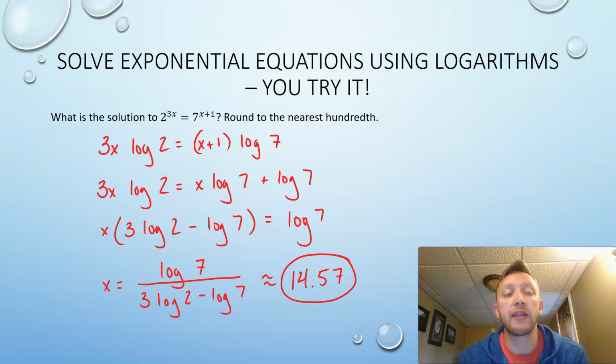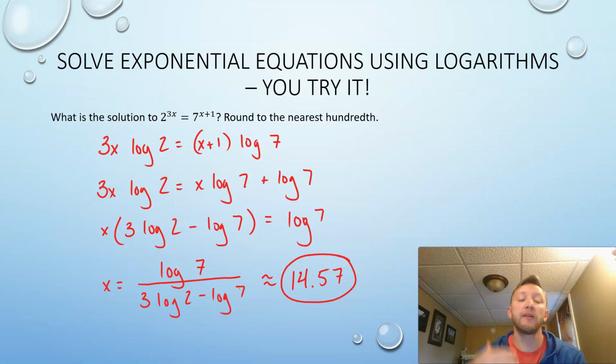All right, so then after you get to that point, the next step is to, on the right side, distribute that log of 7 to both the x and the 1. So we'd have x times log of 7 plus log of 7. And now I want to combine like terms. And so on the left side, I have 3x times the log of 2. On the right side, I have x log of 7. So I'm going to subtract.